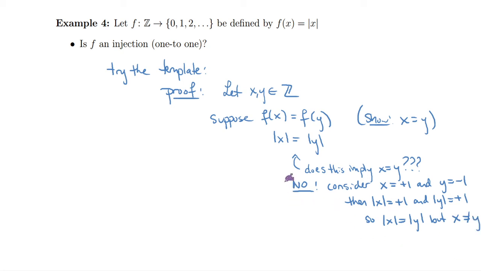Okay? So this right here is a counterexample. So this is proof that f is not one-to-one. Okay? So see, following the template, if you get to the point where you know that there's a problem, it's not that it's useless, it's just telling you that maybe there's actually a counterexample to this situation. Okay, so it's not one-to-one.